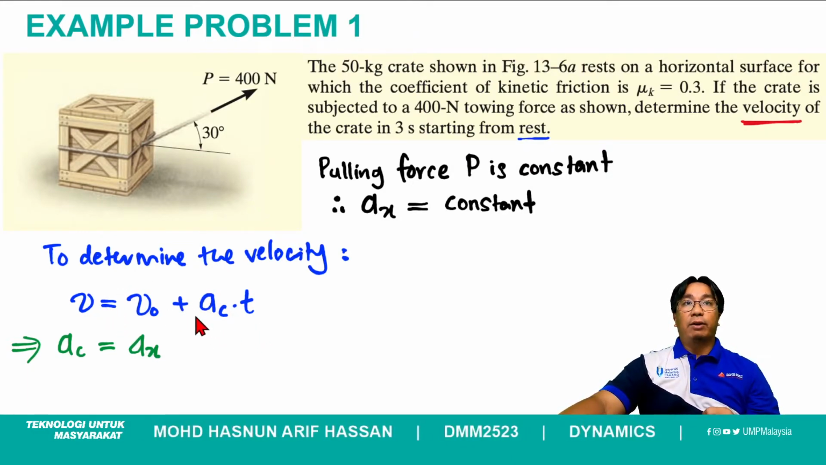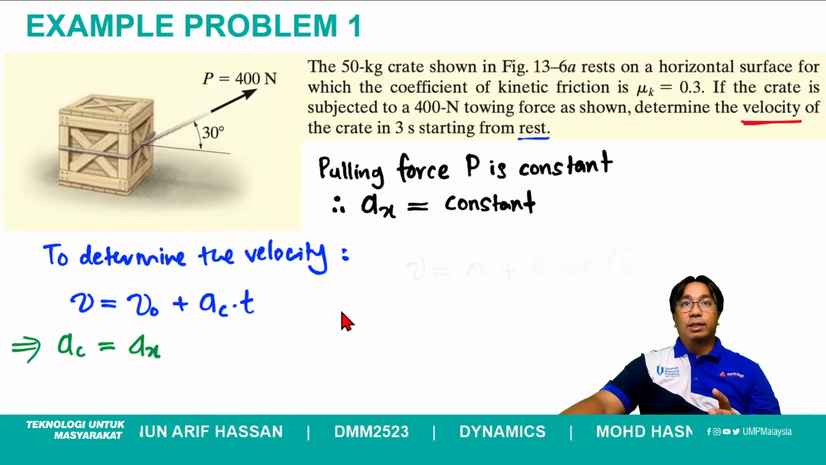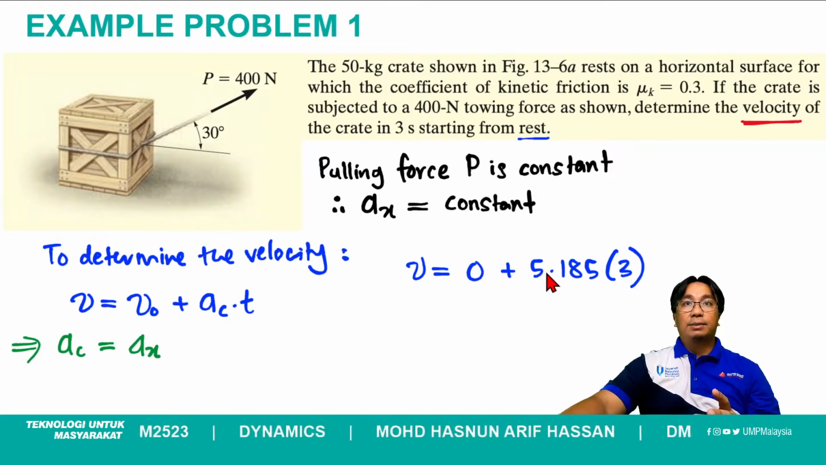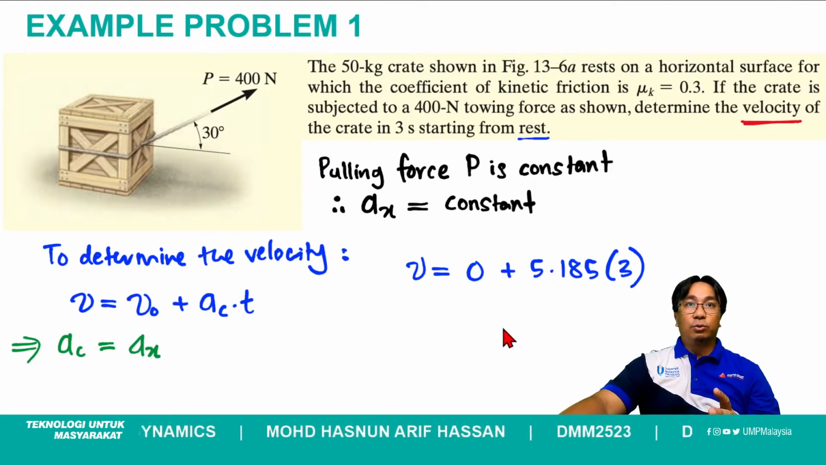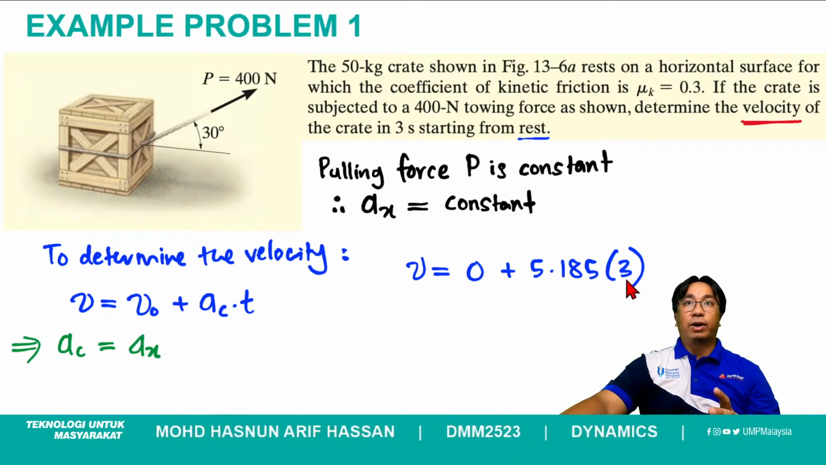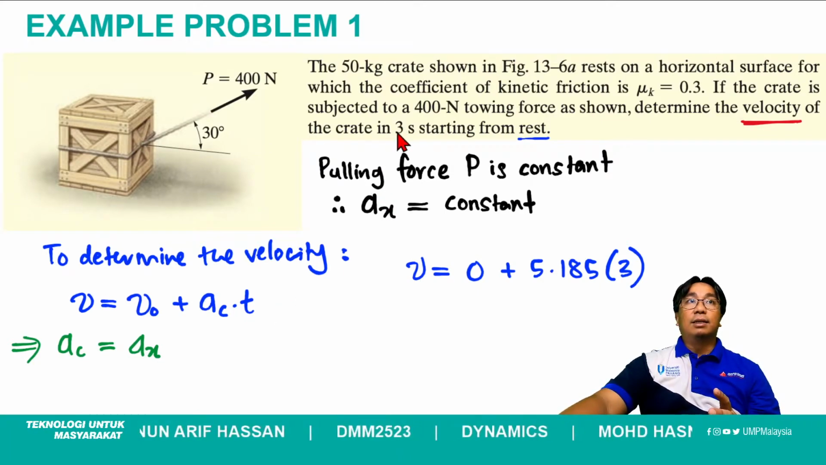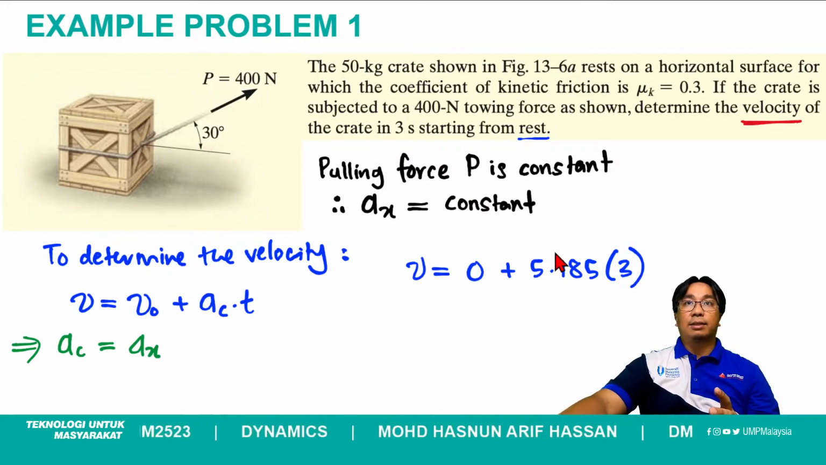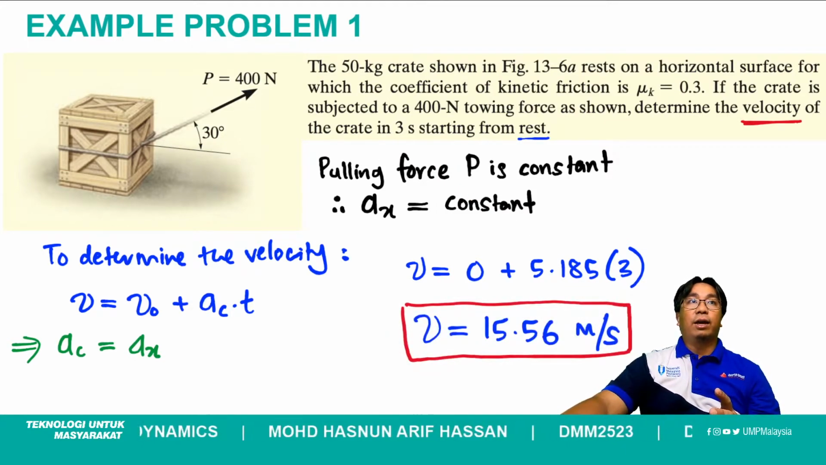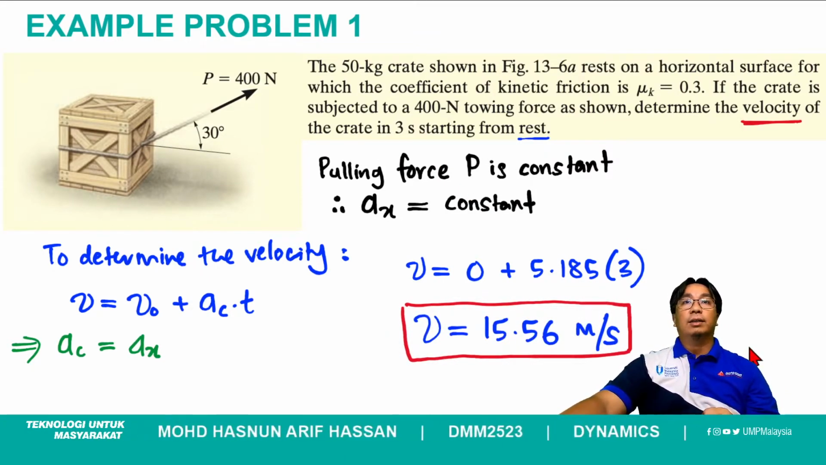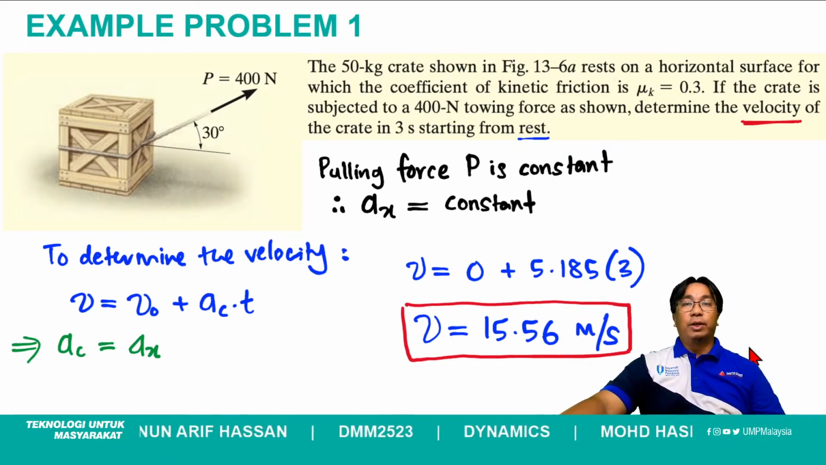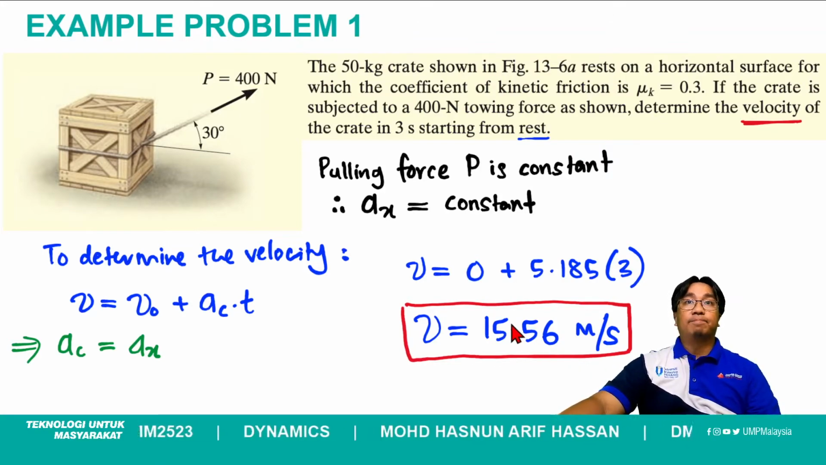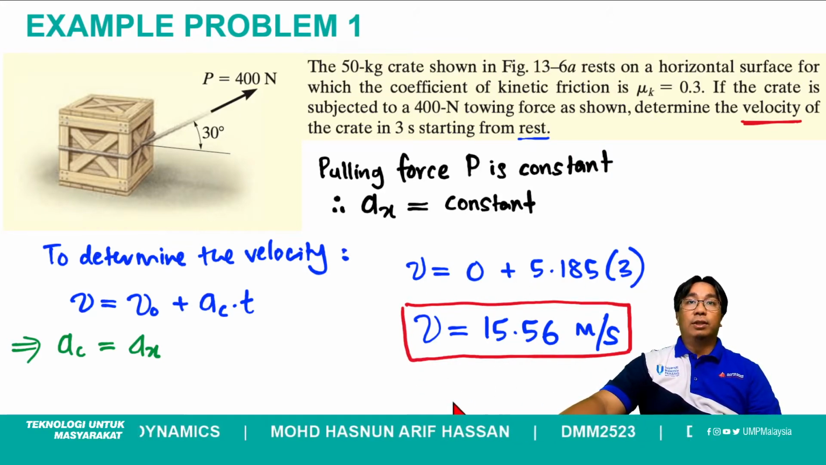So now we have all the values, then we can substitute. V is equal to 0 plus AC is equal to AX, so 5.185. T is 3 seconds. As mentioned in the question, 3 seconds starting from rest. So then we have our velocity V is equal to 15.56 meter per second. So that solved the problem here.